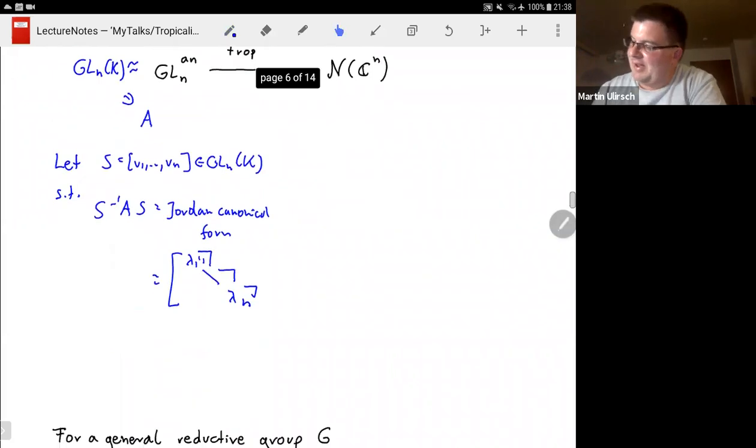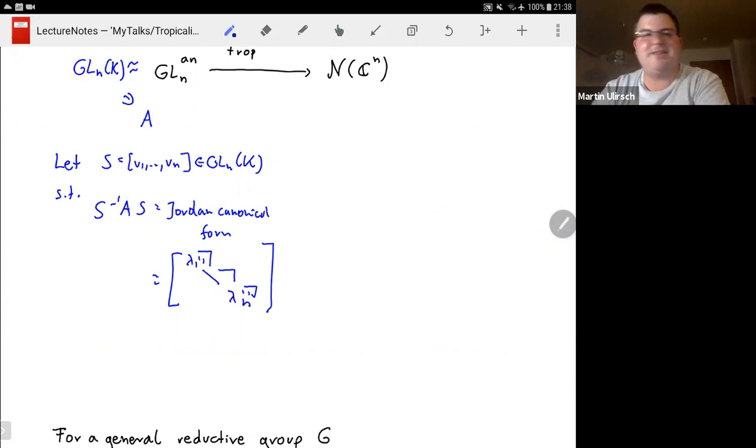I guess if you haven't seen the Jordan normal form, what I just said didn't make any sense, but I assume everyone has, so that's good. Okay, so it is in Jordan normal form. In particular, I think of A as being diagonalizable, so this is actually diagonal. Okay, what are we going to do? We associate a norm to this.